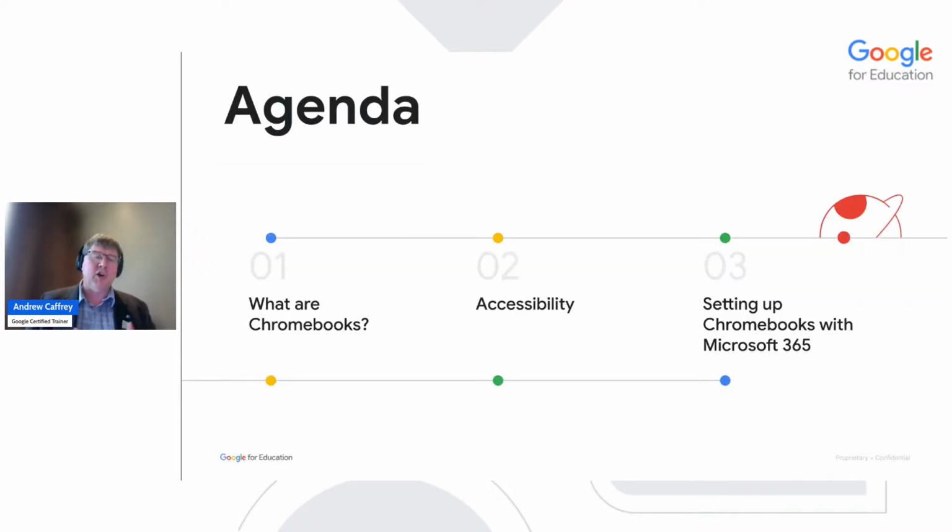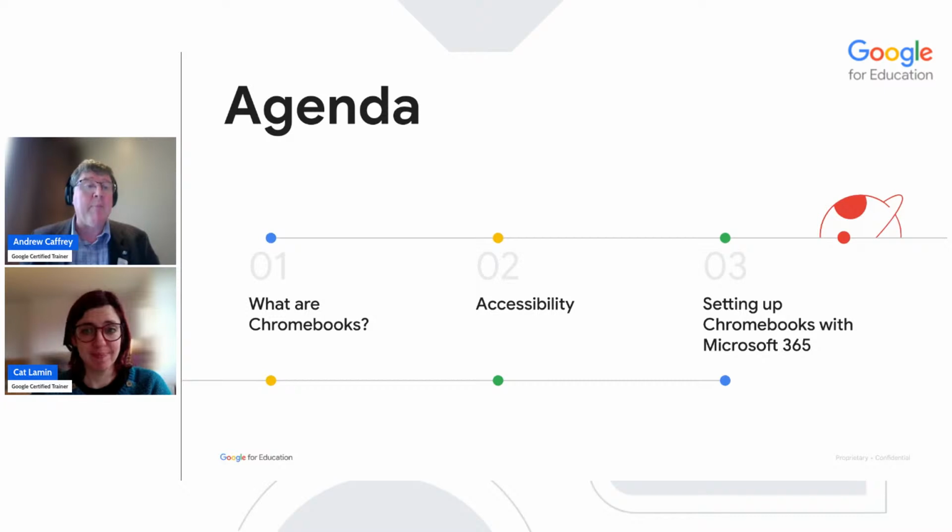Okay, so we've had a little introduction and we talked a little bit about what Chromebooks are, but now we're going to hand over to Kat, and Kat's going to come on and talk a little bit about accessibility on Chromebooks and why Chromebooks are a more accessible device. So Kat, we're going to hand over to you.